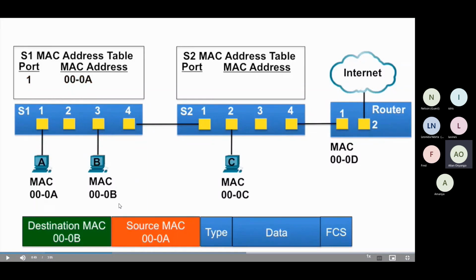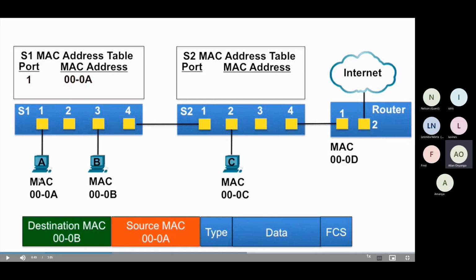I hope you saw that. One thing I want to emphasize is that the frame has a source and destination MAC address. The frame is moving from PCA with the MAC address of 000A, and the frame is moving to PCB, MAC address 000B. All right? The only thing that the switch stores in the MAC address table is the source MAC address, not the destination.